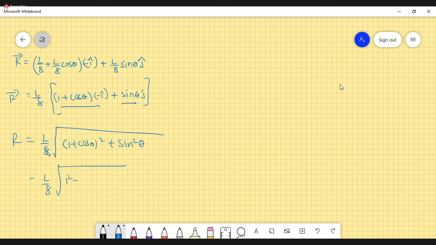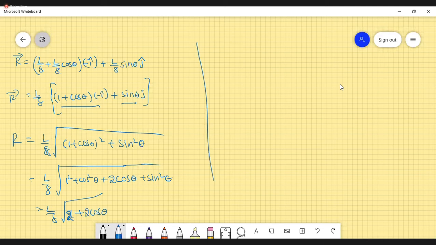One square plus cos square theta plus 2 cos theta, plus sin square theta. The cos square theta and sin square theta become 1. So 1 plus 1 is 2, 2 plus 2 cos theta. So if you take 2 common, R equals to L by 8 into root 2, you have to take common, okay.